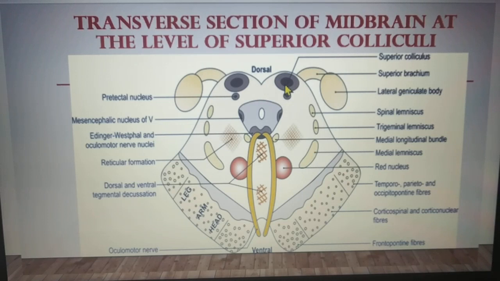Two sets of fibers, one from the retina, the afferent from the retina, and the inferior colliculus, will be received at the level of the superior colliculus, and the fibers to the spinal cord and medulla will be an efferent from the superior colliculus. We know the superior colliculus passes fibers via the superior brachium to the lateral geniculate body, that is concerned with the complex action of vision.